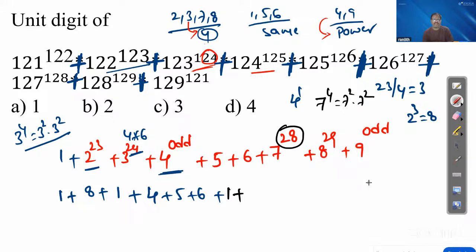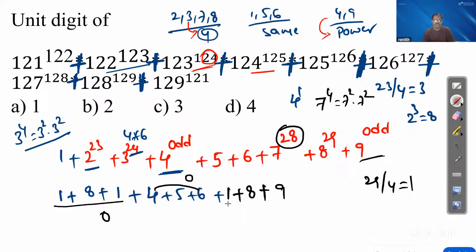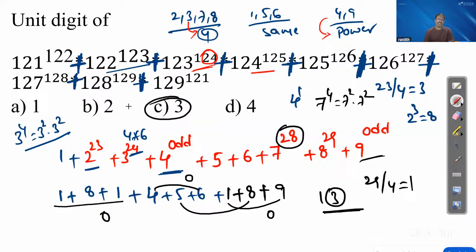8 power 29. So 29 divided by 4, remainder equal to 1. So that will be equal to 8 power 1 equal to 8. And 9 power odd will be equal to 9. Now we need to add all the values. 1 plus 8 plus 1 equal to 0. 4 plus 6 is also 0. 9 plus 1 is also 0. Next we are left with 5 plus 8. 5 plus 8 equal to 13. Out of 13, 3 is the units place. So the answer will be equal to 3.